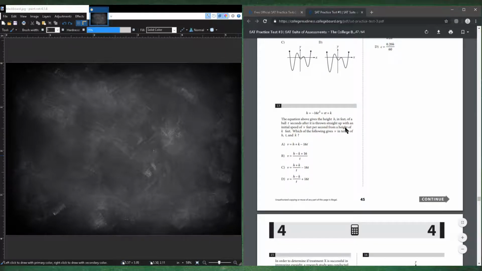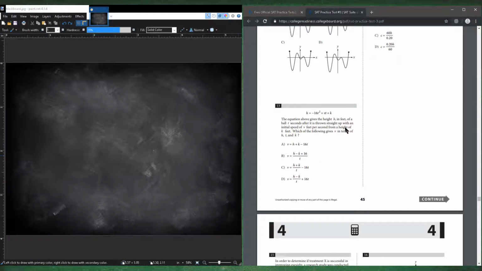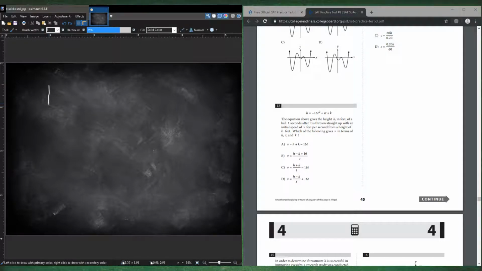Pretty basic. 13. The equation above gives the height in feet of a ball t seconds after it's thrown straight up with an initial speed of v feet per second from a height of k. Which of the following gives v in terms of h, t, and k? So we have to look for v. Let's subtract everything else from h to the other side. Minus negative 16t squared is positive 16t squared, and minus k is equal to vt. So divide both sides by t, and you get h minus k plus 16t squared, divided by t.